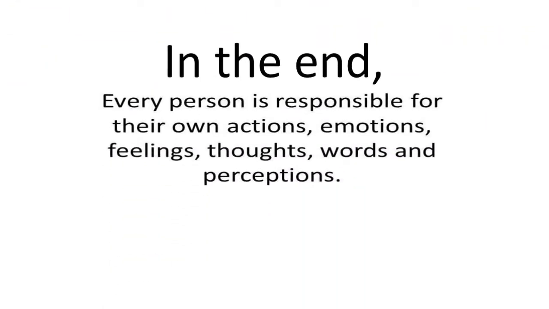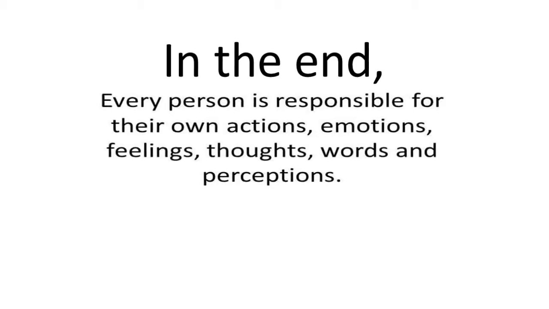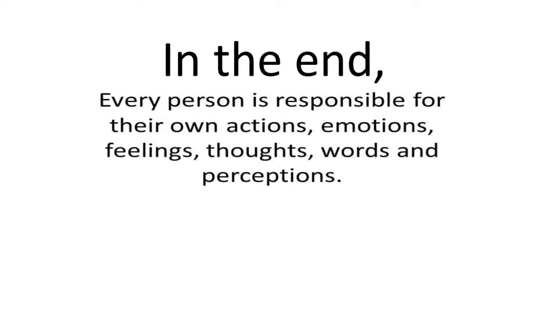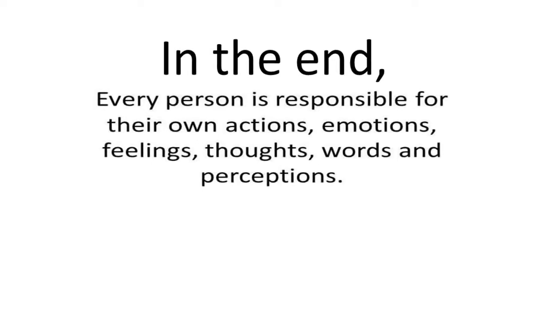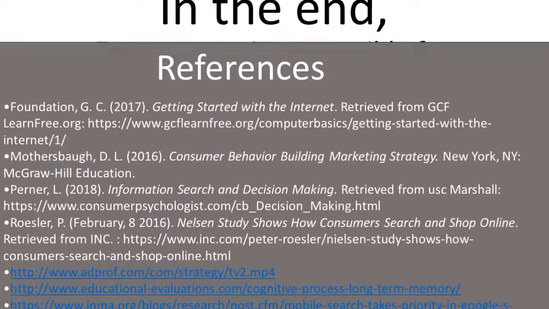In summary, the information search process describes feelings, thoughts, and actions in an information-seeking task with a discrete beginning and end, where considerable construction of knowledge takes place. In the end, every person is responsible for their own actions, emotions, feelings, thoughts, words, and perceptions while searching information.